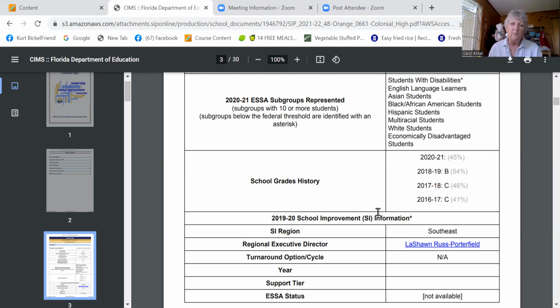2021 is when we had COVID, and our schools were not graded that year. Everybody was distance learning, and they felt it was not a fair assessment for schools. So we won't have a grade for 2021. We will for 22 coming up, but we just don't have it formulated as yet.